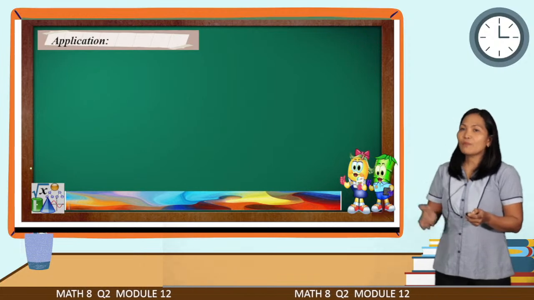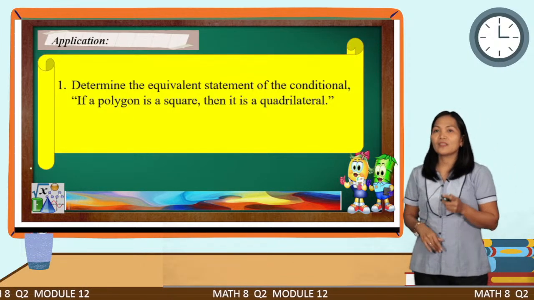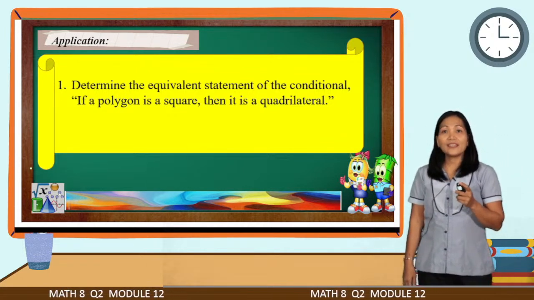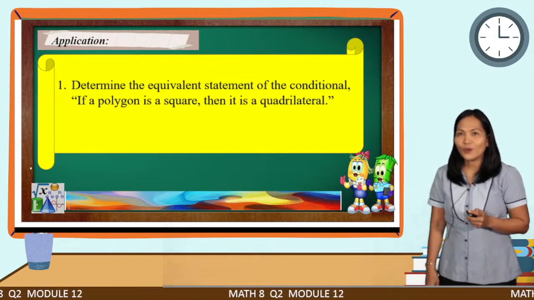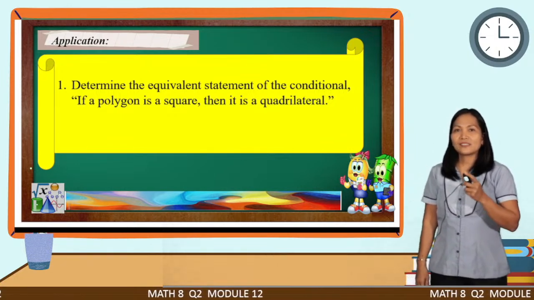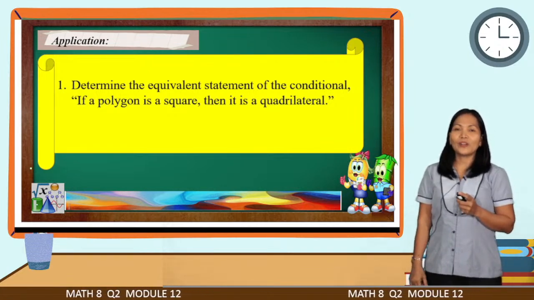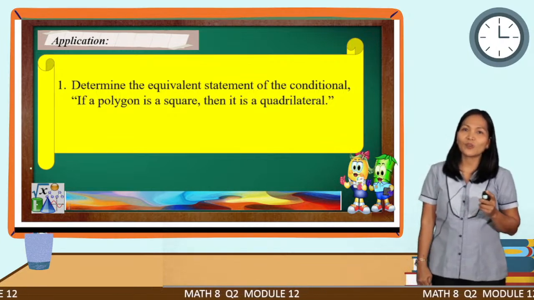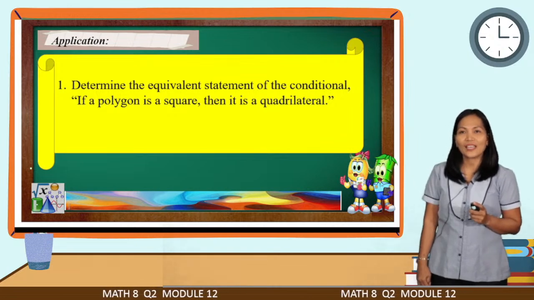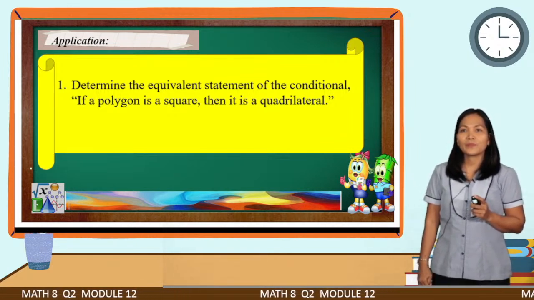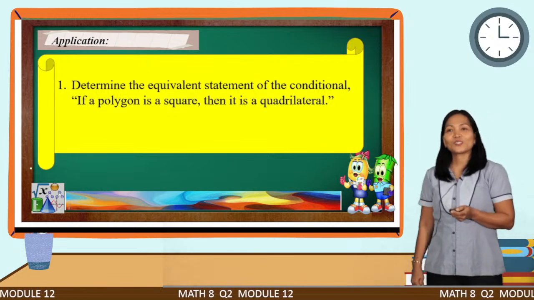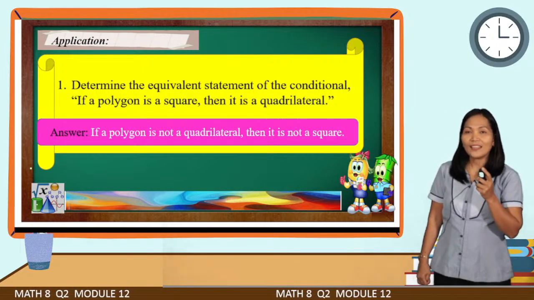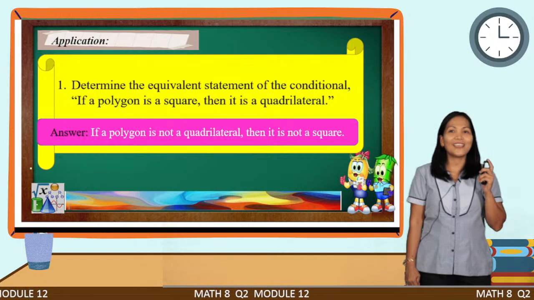So let us apply what we have learned. Let us determine the equivalent statement of the conditional: If a polygon is a square, then it is a quadrilateral. So what is the equivalent statement of the original if-then statement? It's the contrapositive. So we will be forming the contrapositive. Okay, I'll give you time. So our answer, let us see: If a polygon is not a quadrilateral, then it is not a square.